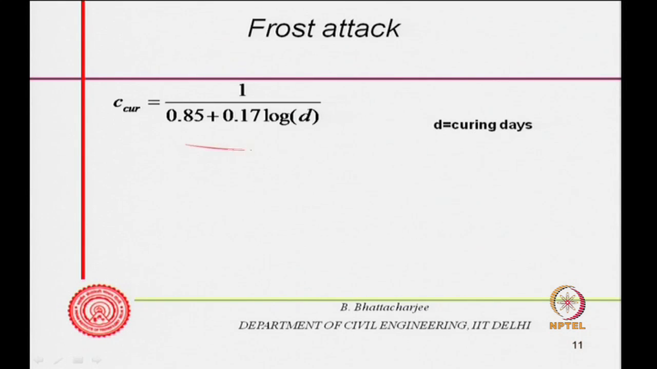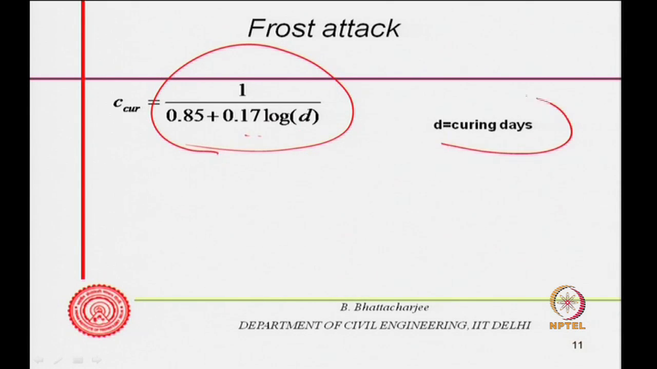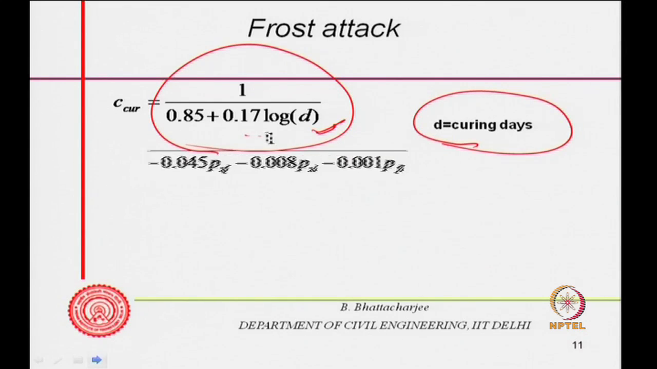C curing is given as 0.85 plus 0.17 log D, where D is the curing days. So, if you have higher curing days, C curing will be less, and in fact the rate will be less. So, you can see the factors which affect the frost attack.